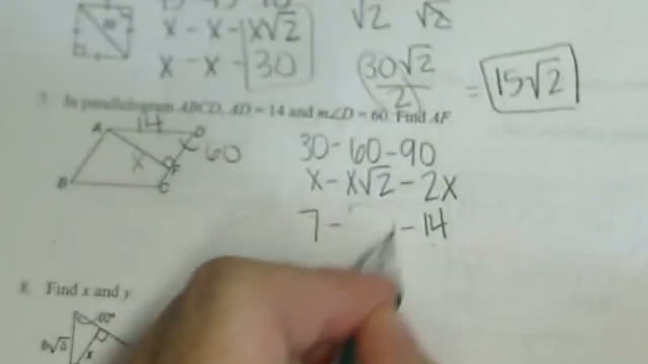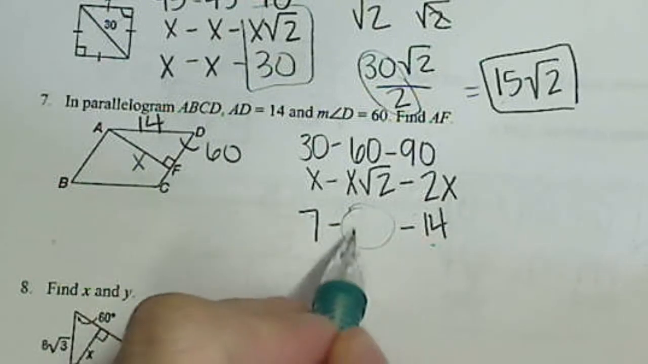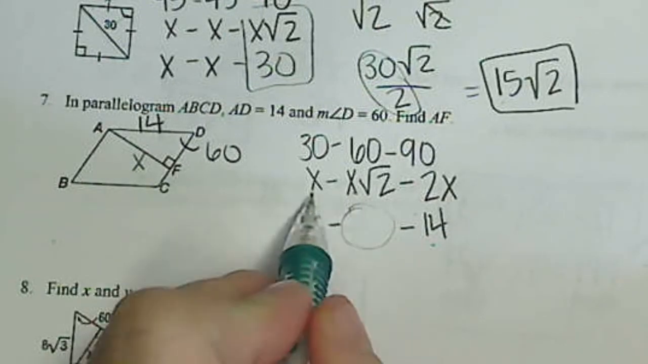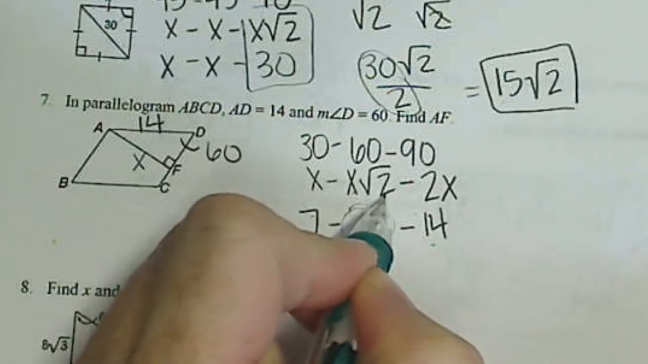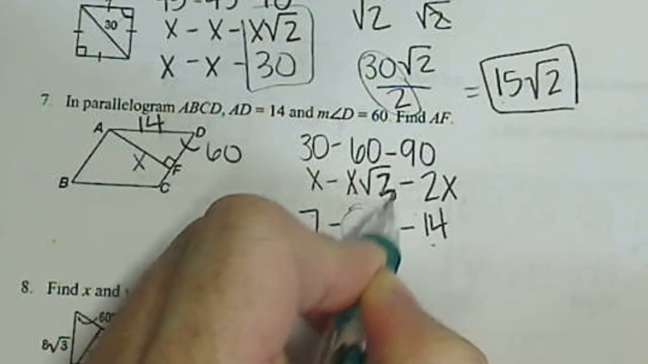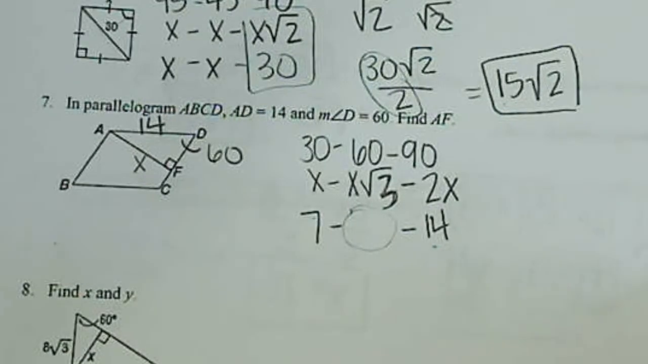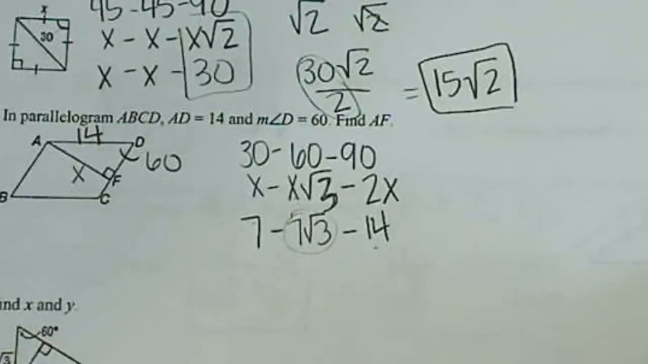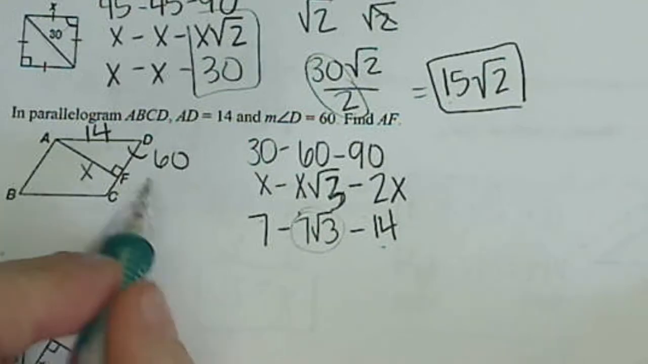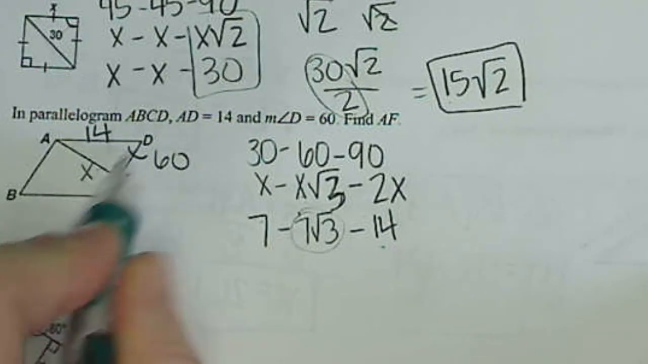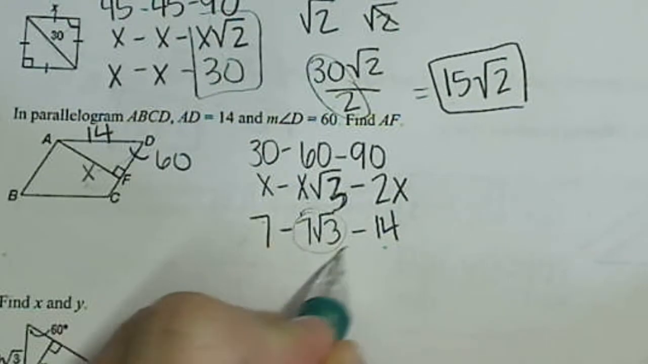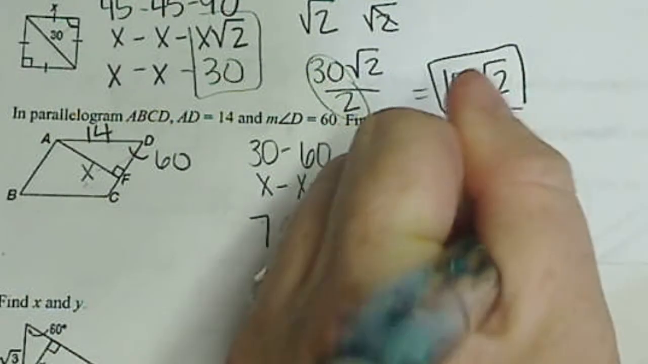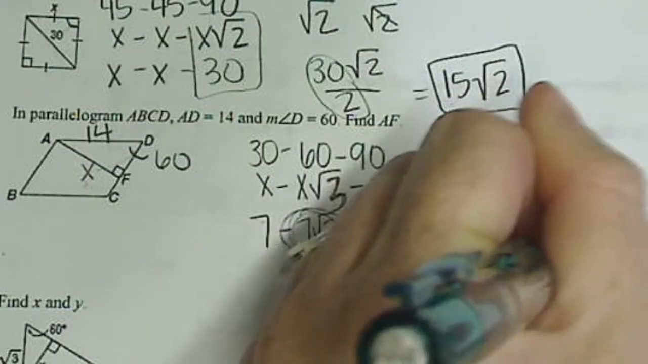I want to find this side right here. Well, my formula says just take whatever x is and slap the square root of 3 onto it. So my answer is 7 roots of 3. And what side do I want to find? I want to find this side across from the 60. So this side right here, 7 roots of 3.